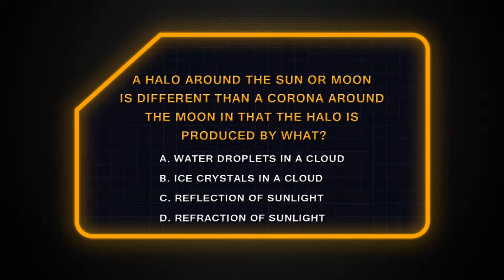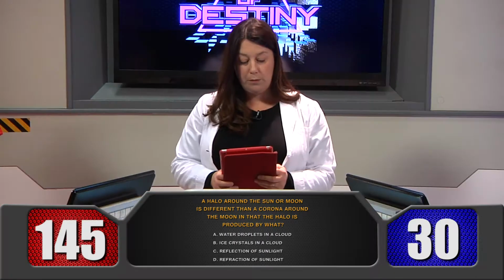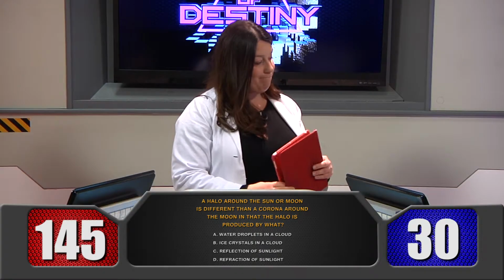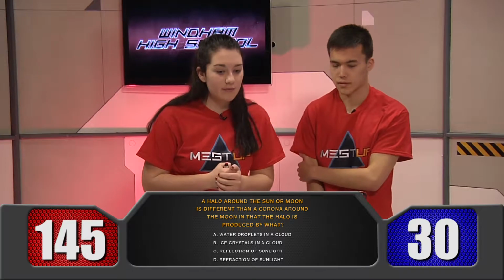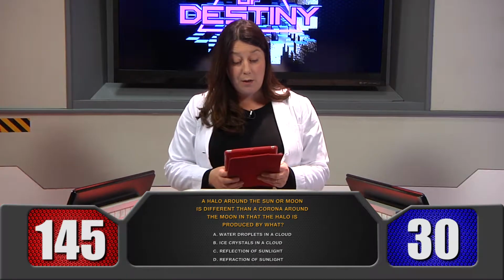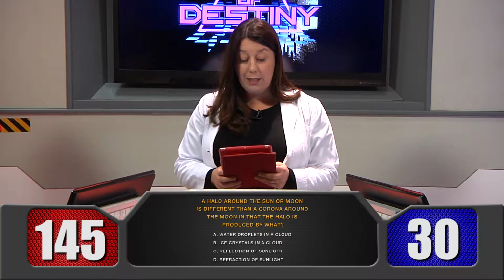A halo around the sun or moon is different than a corona around the moon in that the halo is produced by what? Blue team. Would it be D, refraction of sunlight? It is not. Red team. Would it be C, reflection of sunlight? It is not. The correct answer is B, ice crystals in a cloud.